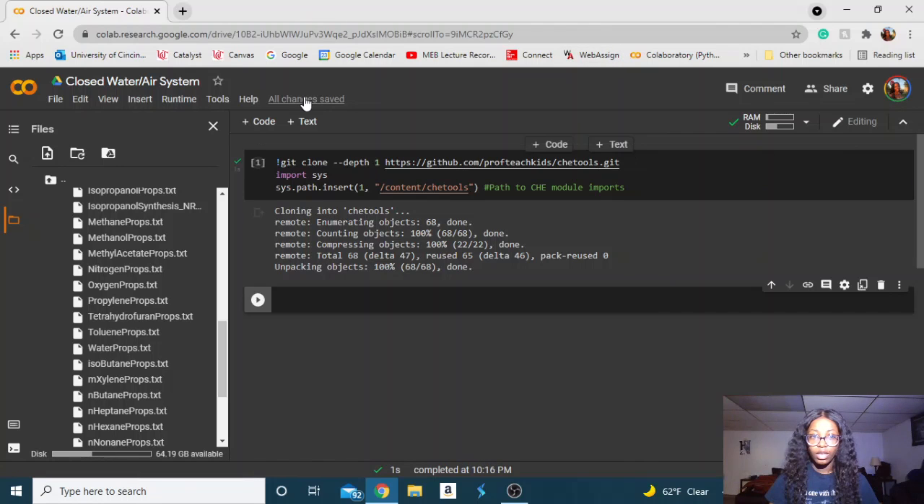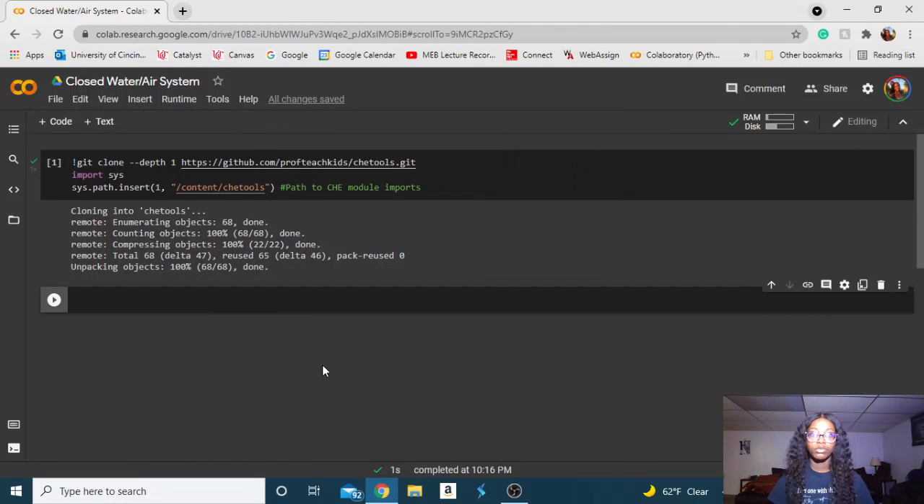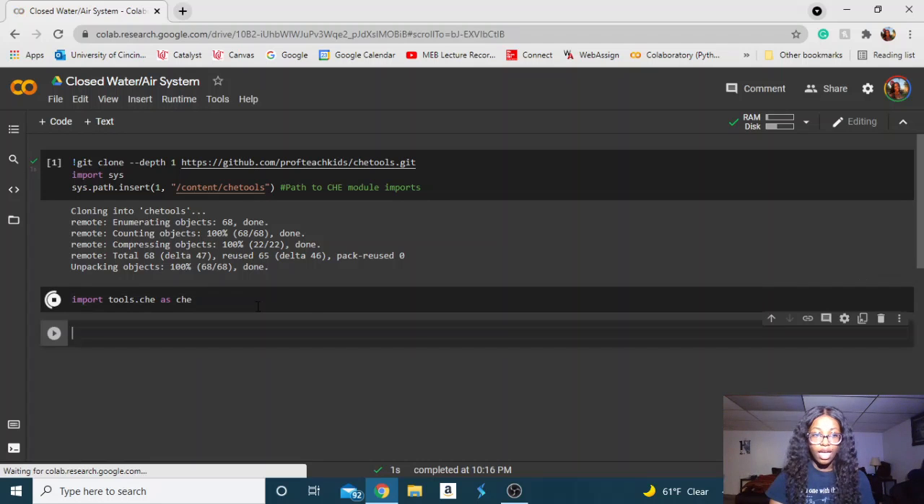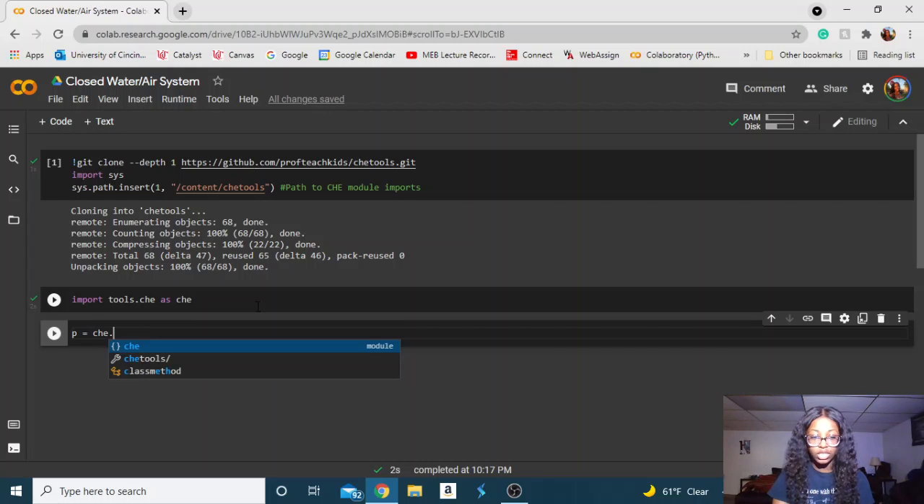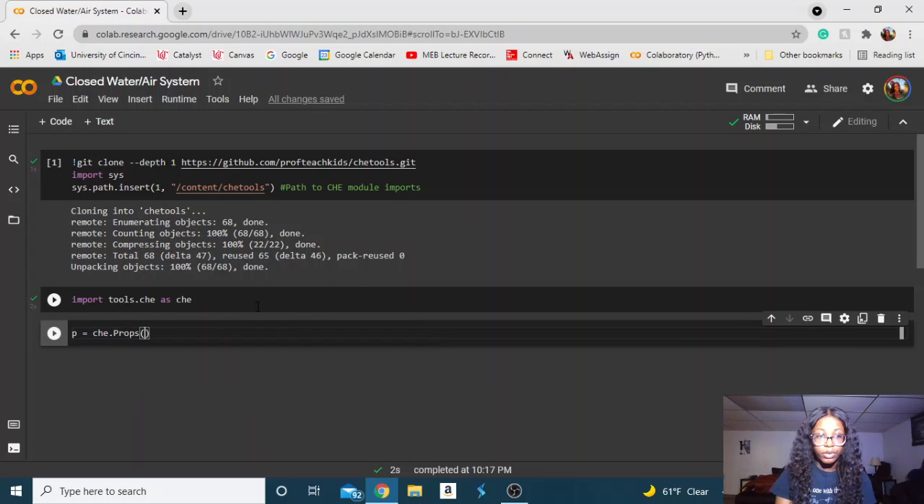So in order to actually be able to implement these properties into our code, I'm going to import tools.che as CHE. And then we are going to want to set a variable that will allow us to actually call forth those properties into the code. And I will call that variable P. And so then I'll do che.props, and we have to input the compound that we want the properties for. And as I mentioned, we really want those properties for water.